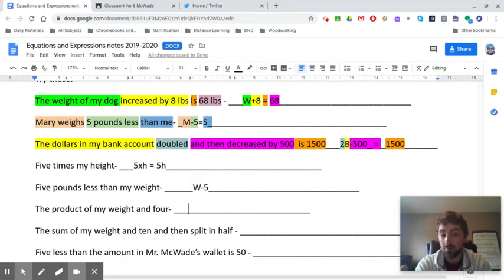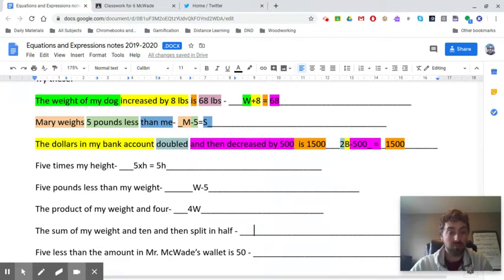The product of my weight and 4: 4w, because product, remember, is a multiplication. Now this one is a little more difficult. The sum, so remember sum means addition, of my weight and 10, then split in half. You have to remember, how do you get half of something? You divide it by 2.